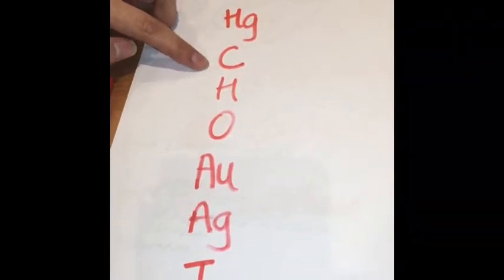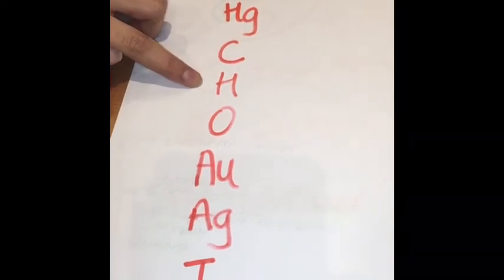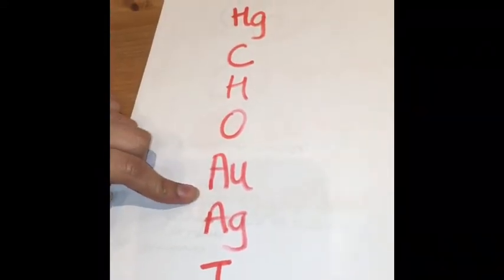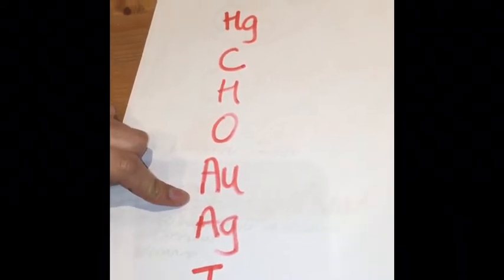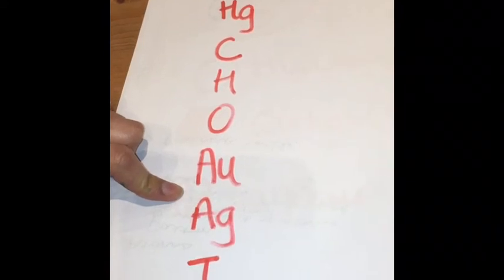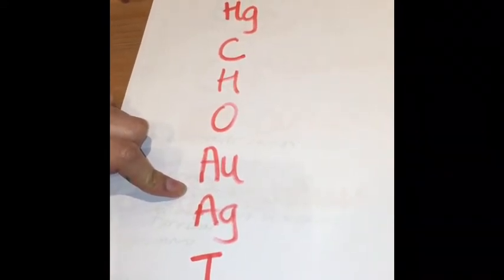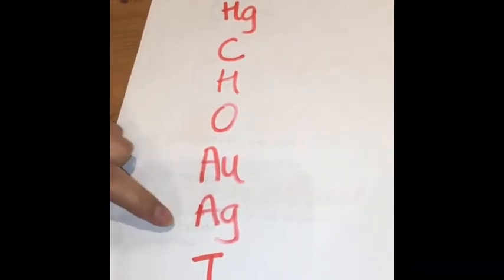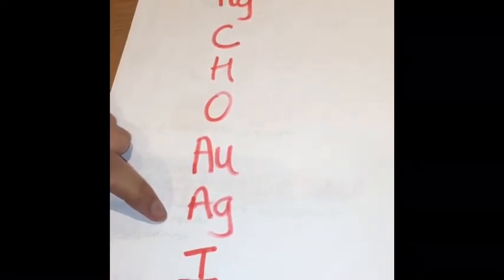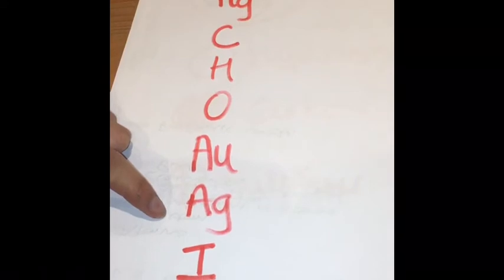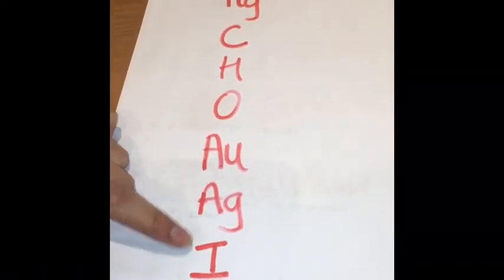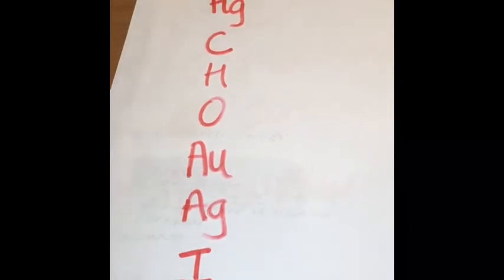C is just for carbon. H is for hydrogen. O is for oxygen. Au is for gold. How I remember it is, Au, give me your gold. But you can have your own little rhyme or way of learning things. Ag is for silver. On me, silver always looks good, so I'm always like, silver is my G. Iodine is just I. These are some of the common elements.